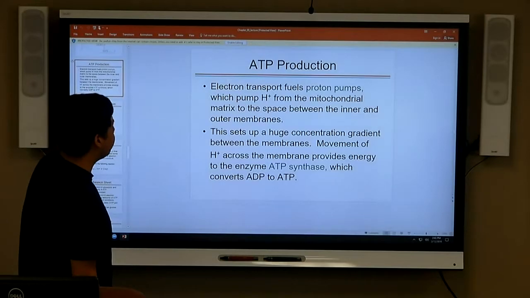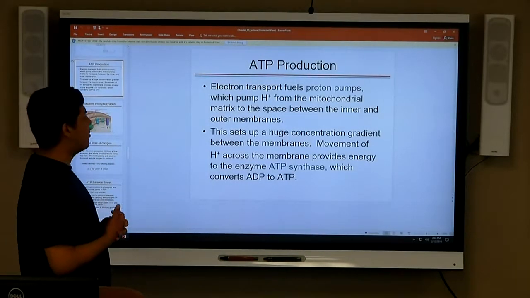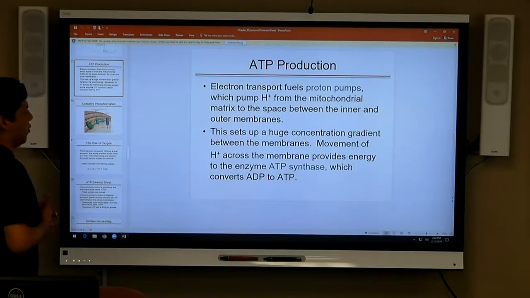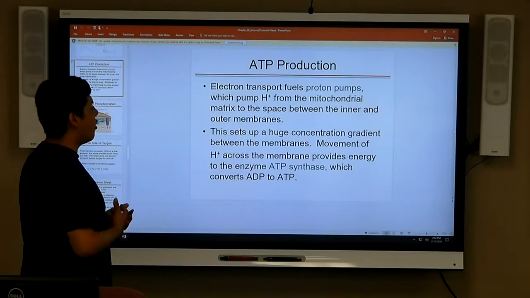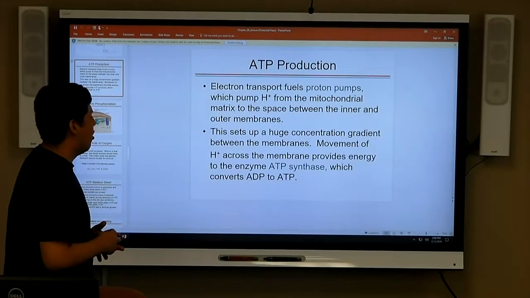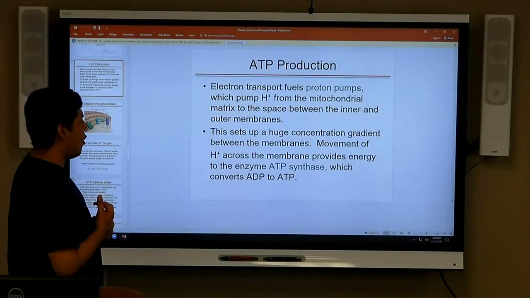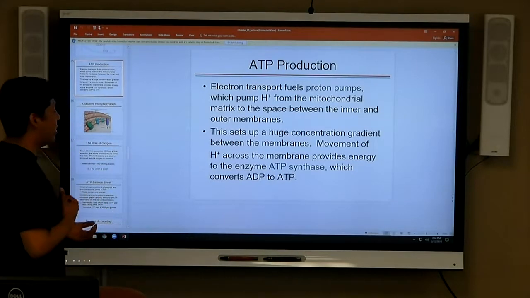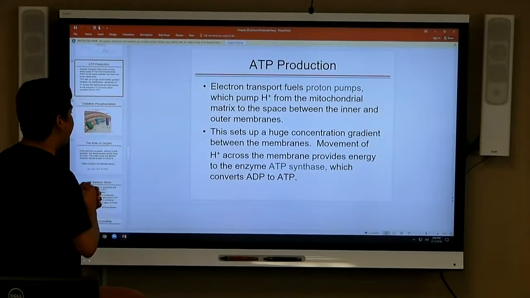ATP production. Electron transport fuels proton pumps, which pump H plus from the mitochondrial matrix to the space between the inner and outer membranes. This sets up a huge concentration gradient between the membranes. Movement of H plus across the membrane provides energy to the enzyme ATP synthase, which converts ADP to ATP.